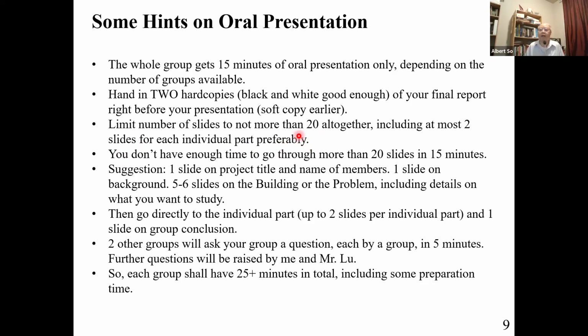So include at most 2 slides for each individual part, and the remaining will, of course, be the group part, okay? Maybe 10 slides on the group part as well. So the suggestion: 1 slide on the project title and names of members, 1 slide on background, 5 to 6 slides on the building or the problem, and then 2 slides per individual part, right? And then 1 slide on conclusion.